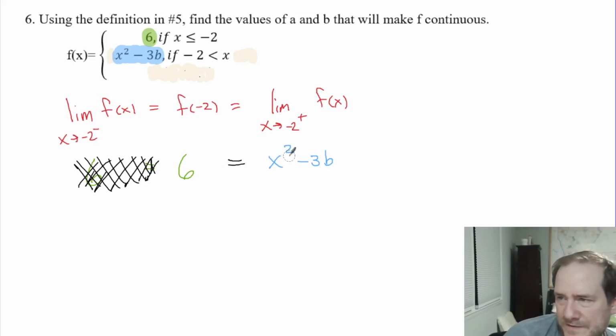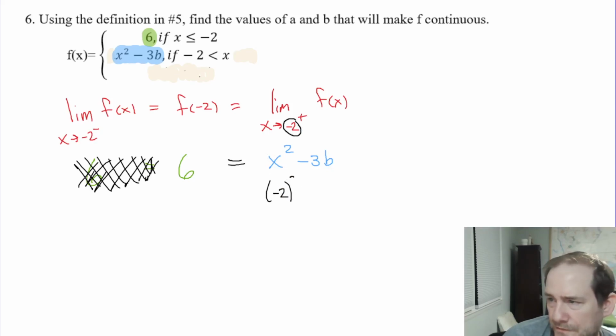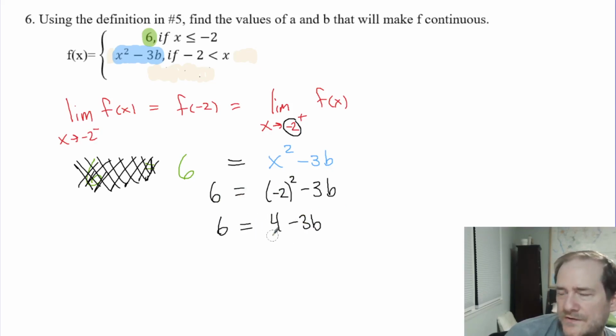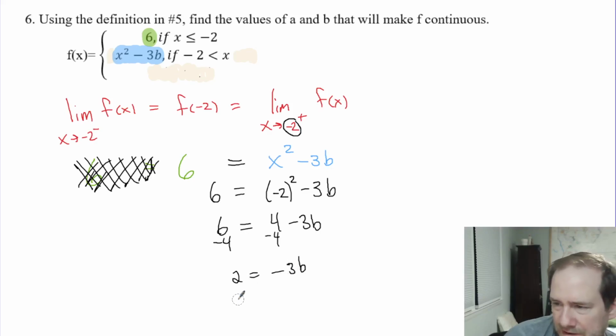Now right now you might be thinking, what do I do with an x and a b? But the answer is x isn't really a variable, because the whole point is we're trying to find the limit as x approaches -2. So we're going to plug -2 in for x, of course. And then the only variable left for us to deal with is this b value. So I'll let that be 6. And at this point, -2 squared will be a positive 4 minus 3b. To solve this equation, you'll subtract 4 from both sides. You'll get 2. 2 is equal to -3b. So I'll divide by -3 and I'll get -2/3.